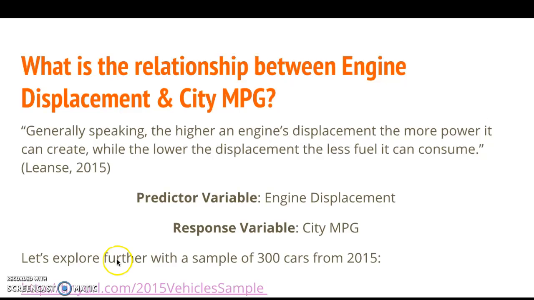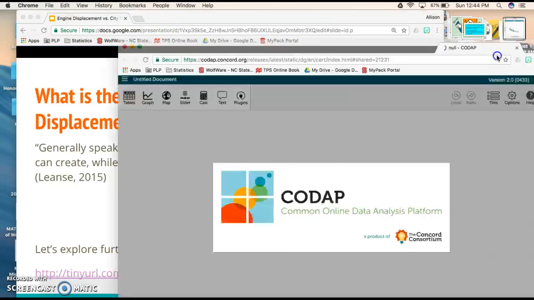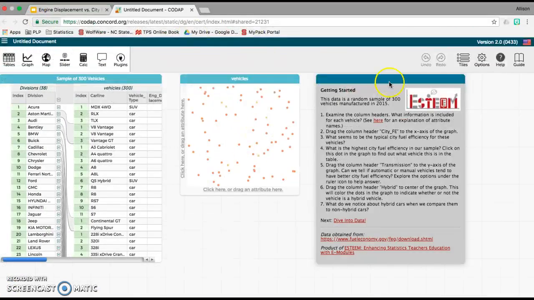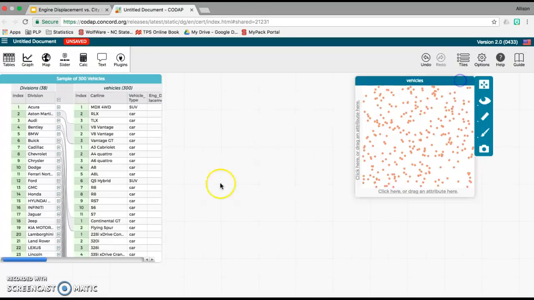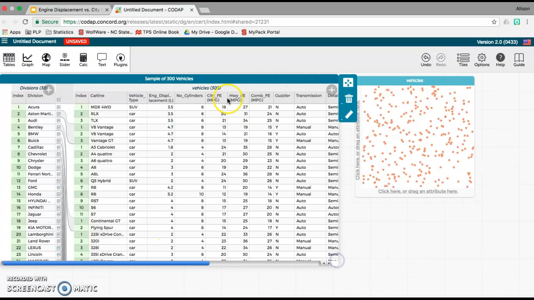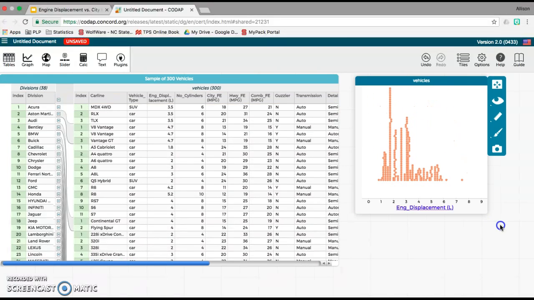Let's take a look at all of the cars and deduce from these cars. So I'm opening up CodeApp. Okay, and it automatically gives us a table with all of the different variables measured from these 300 vehicles. And particularly, I want to look at engine displacement, since that's what we've been talking about.